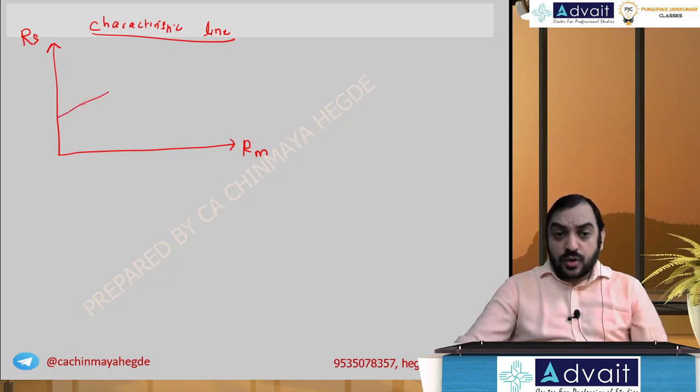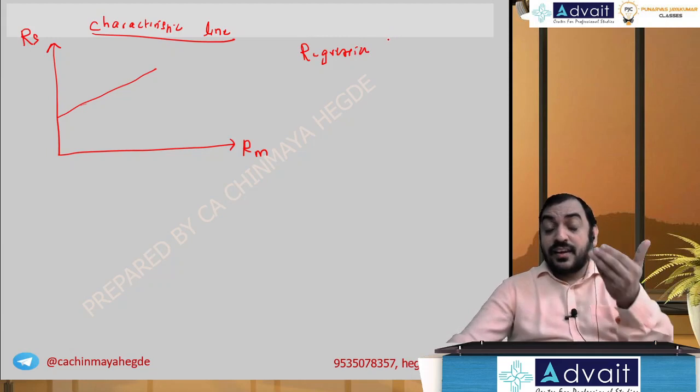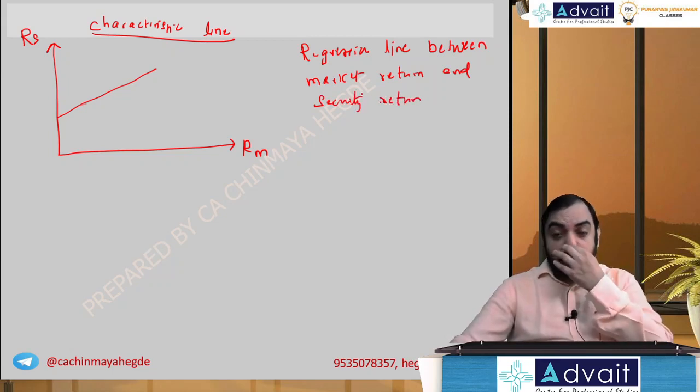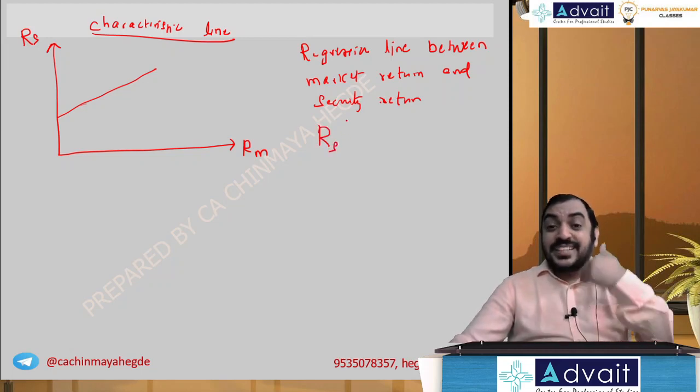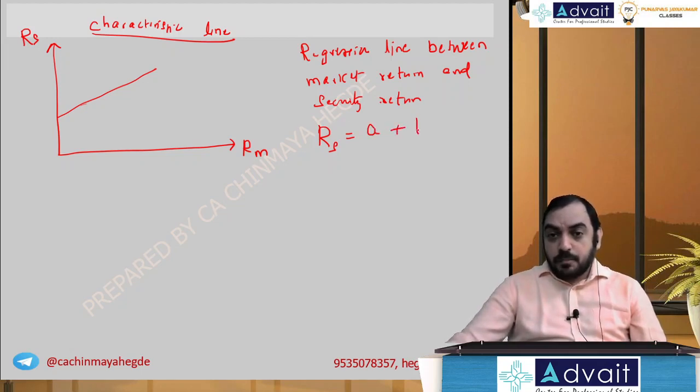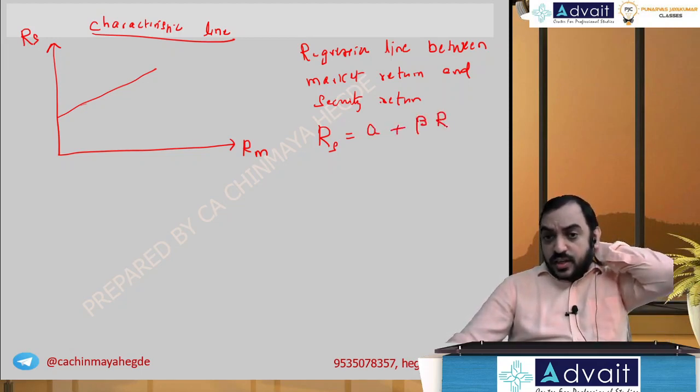And we are going to draw a line. This is nothing but a regression line. Remember, we discussed regression, relationship, regression equation. So, a regression line between market return and security return, given by: return of security is dependent on return of market. So return of security is A plus B, or beta, into return of market.